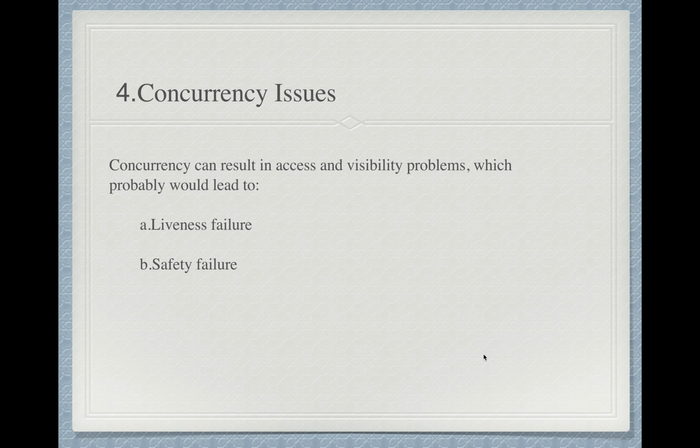But it can also lead to some issues like access and visibility problems, and they would probably lead to liveness failure, which means the program doesn't react anymore due to problems in the concurrent access of data. For example, a deadlock, which means all processes are waiting for an event which another process in the same set has to cause. It could also lead to safety failure, in which the program creates incorrect data.